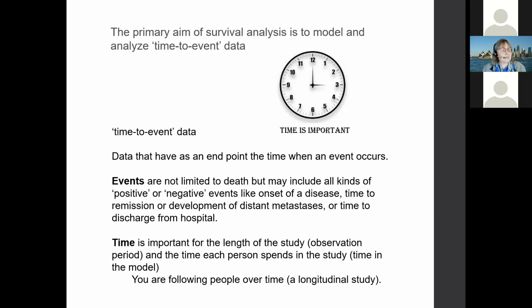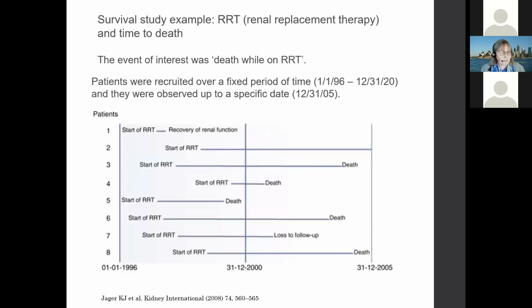You can have all positive or negative. It's not all about death. So you can really model a whole bunch of things as long as you have time to event data. And the data that we're studying, we're following people over time, which makes this a longitudinal study or prospective study, which has its own methodological problems.